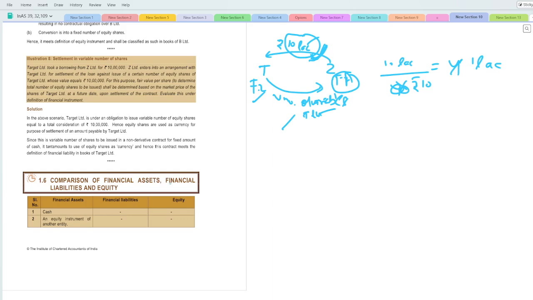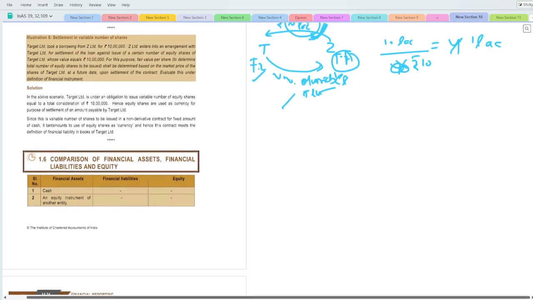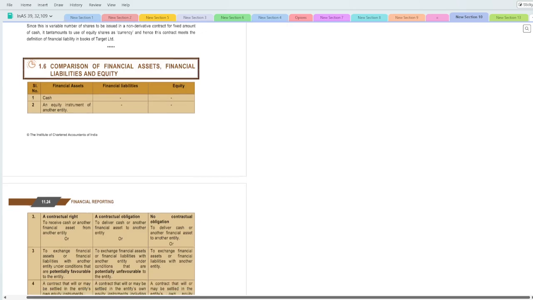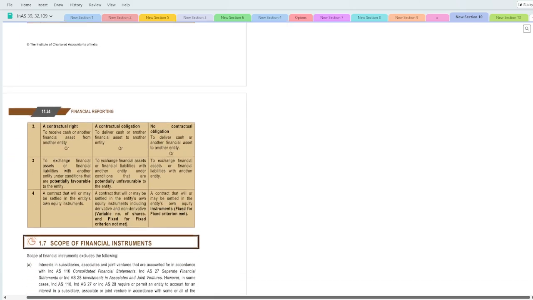And this is a comparison of the financial asset, financial liability, and the equity. I think this is straightforward. This you can also read yourself. But yeah, it's very straightforward things.